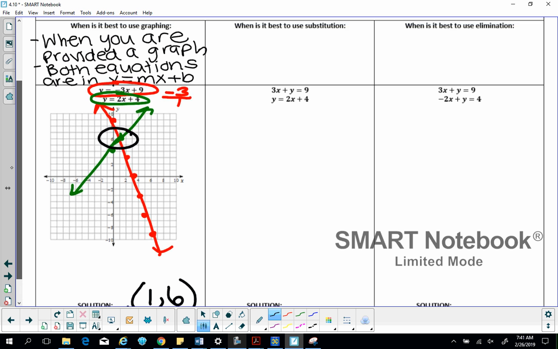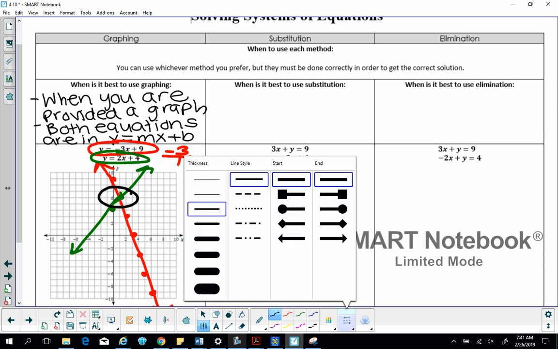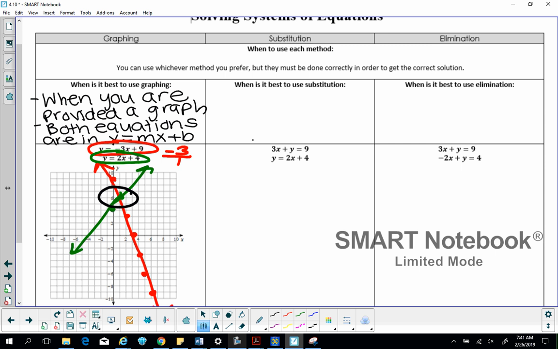Cool. Next one is substitution. So substitution is best to use if a variable is by itself already. So it's best to use substitution if one or both equations have a variable isolated.